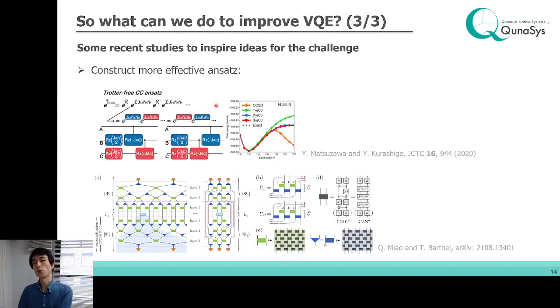And also we have to construct more effective ansatzes, and by effective, for example, we have to be able to easily optimize these ansatzes, and these ansatzes should be able to create the ground state of the system of interest. There are not many papers on this subject, but there's a paper from Kyoto University, and there's a recent paper from these guys too, using ideas from tensor networks. So maybe you can check these ideas to improve your VQE result in the Skill Park challenge too.